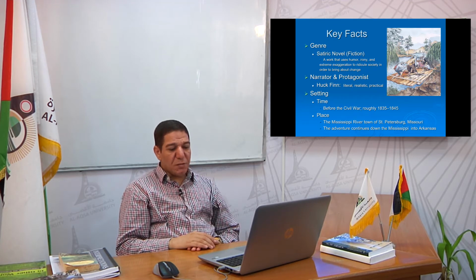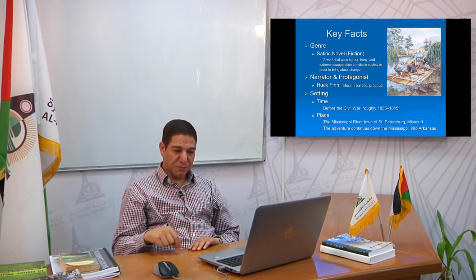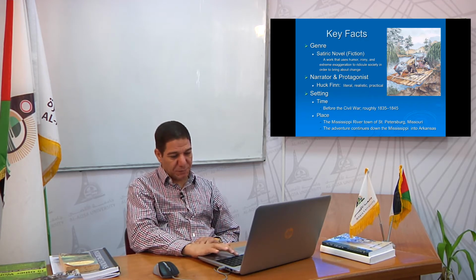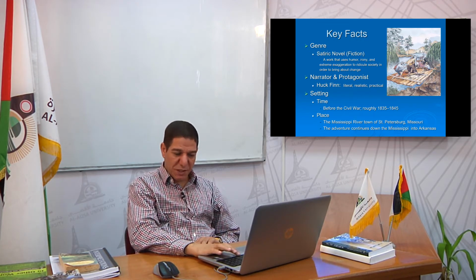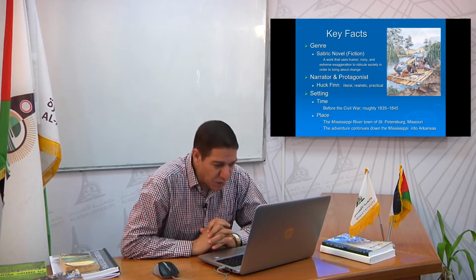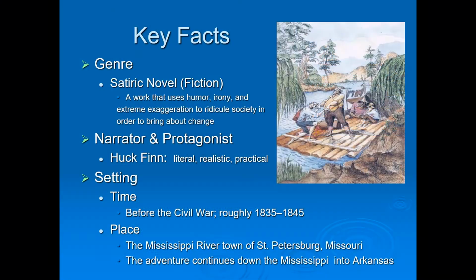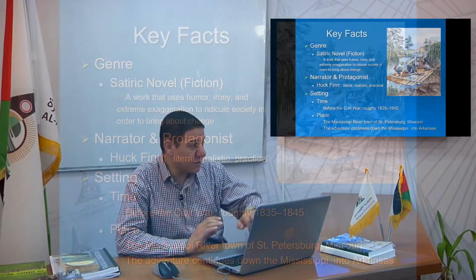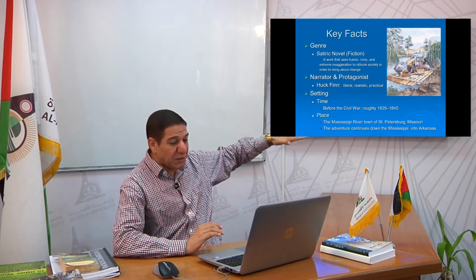The adventure continues down the Mississippi into Arkansas, okay? Mississippi from Missouri to Arkansas. Arkansas is one of the states. And you can see in the picture, now there are 4 people in the picture. Who are they? We will talk about this, okay? And you can see they are poor enough not to have a ship. It's just a raft, a group of logs of wood combined together to make something that is able to float over water, okay? This is called a raft.